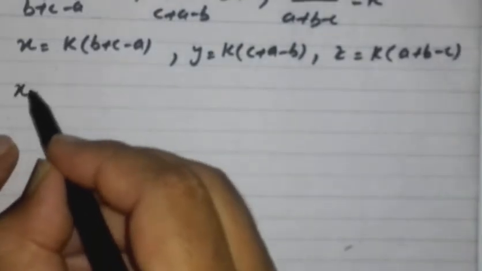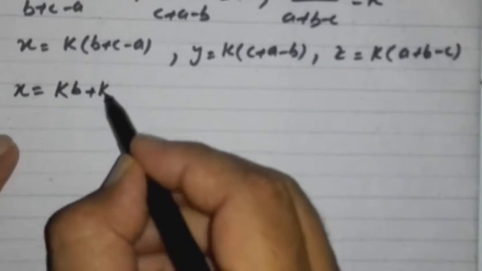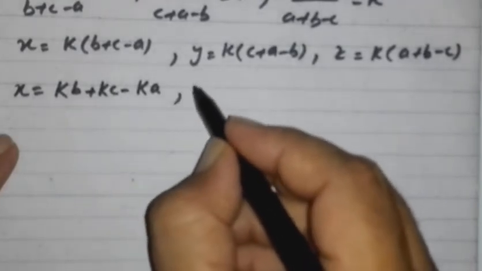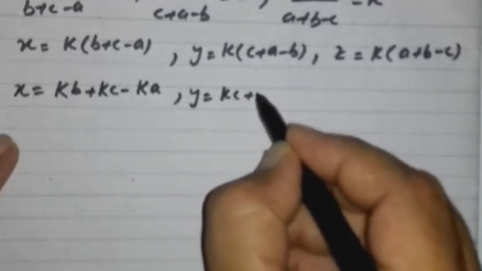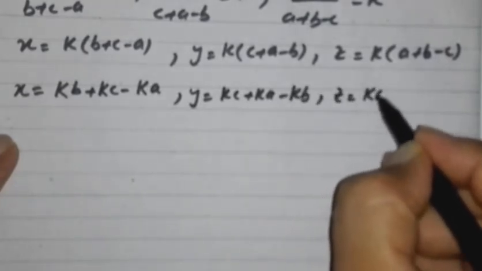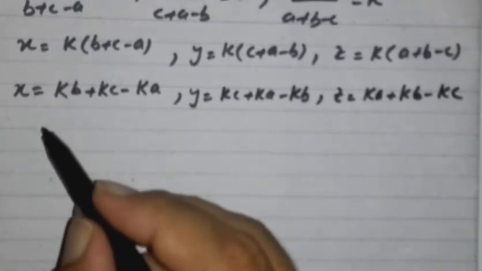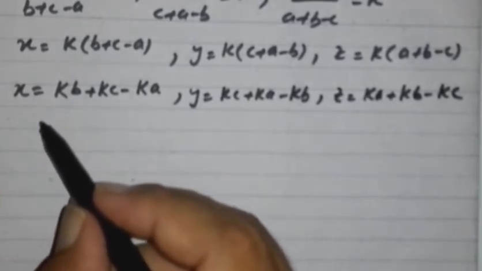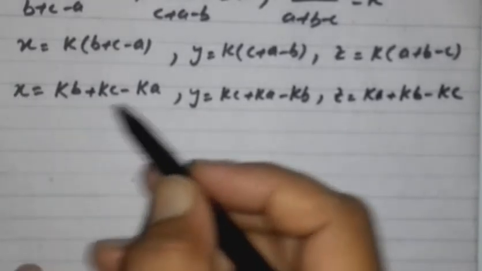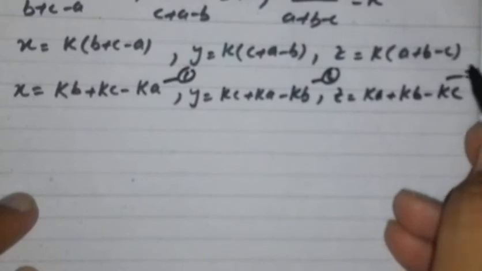Now x = kb + kc − ka. Similarly, y = kc + ka − kb, and z = ka + kb − kc. Now according to the question, we are going to prove b − c is with x, so here multiply b − c on both sides. For this, first say this is 1, this is 2, and this is 3.